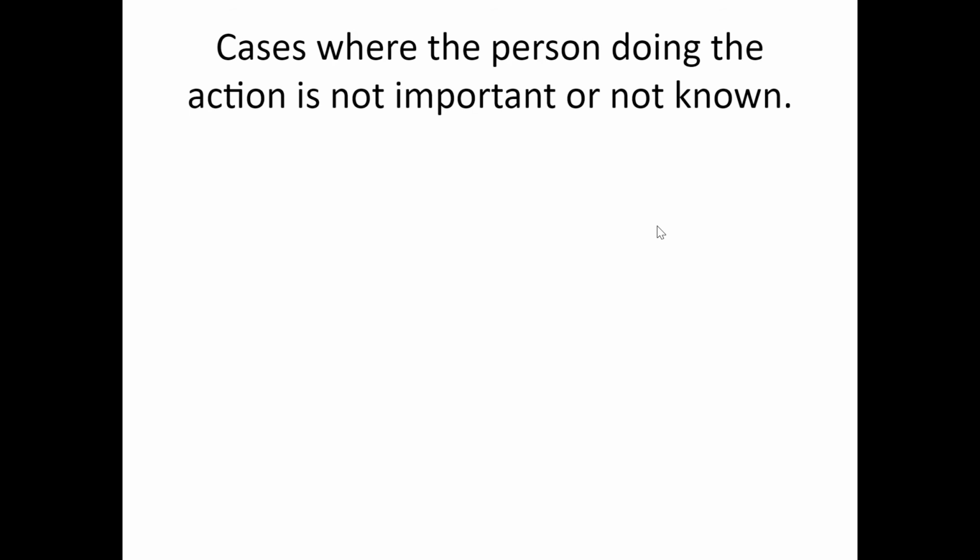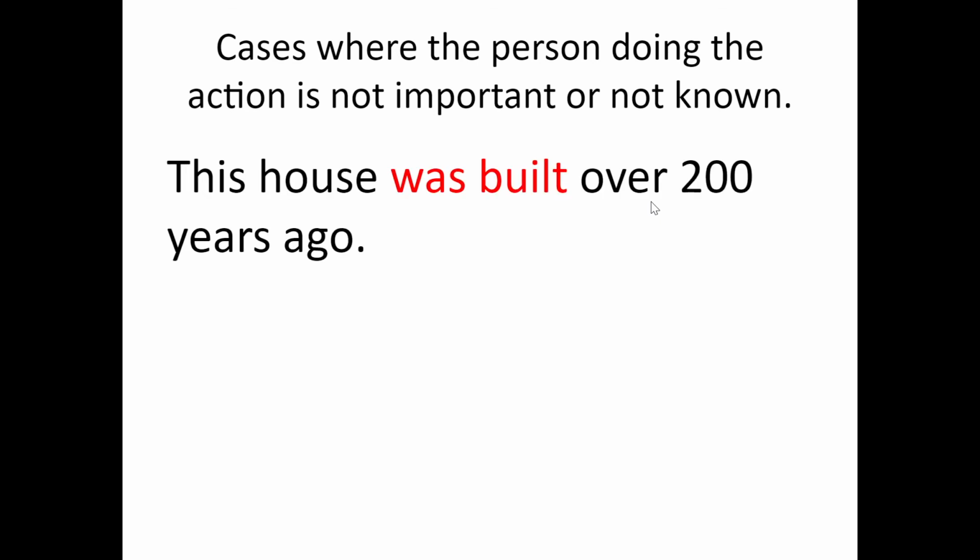We can also use the passive in cases where the action is not important, where the person doing the action is not important or not known. For example, this house was built over 200 years ago. In this case, we could say the workers built the house over 200 years ago, but the workers are actually not important. They're not the focus, and maybe we don't even know who built the house. So we would just use the passive here.